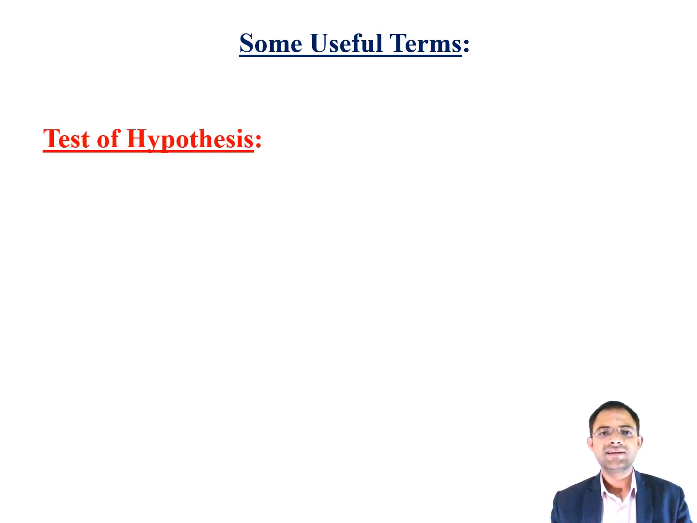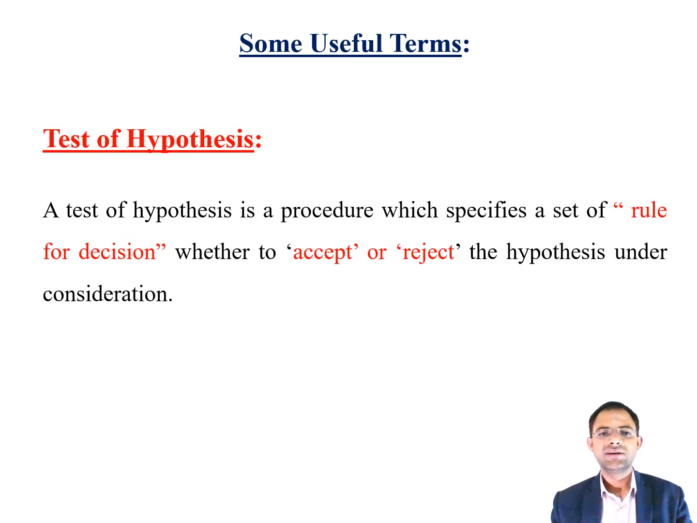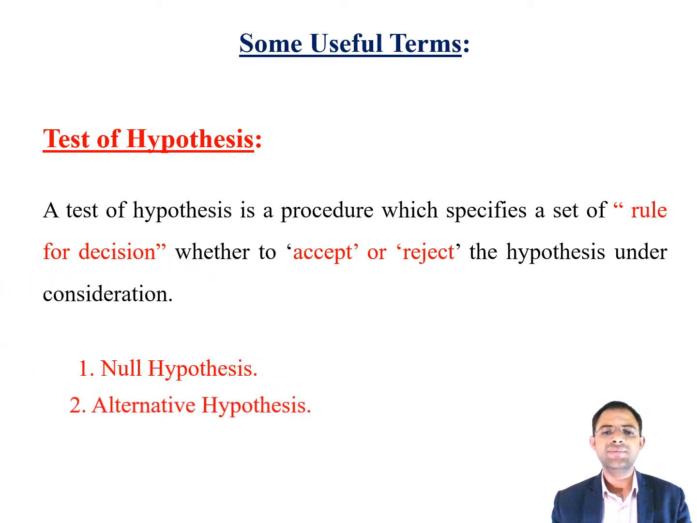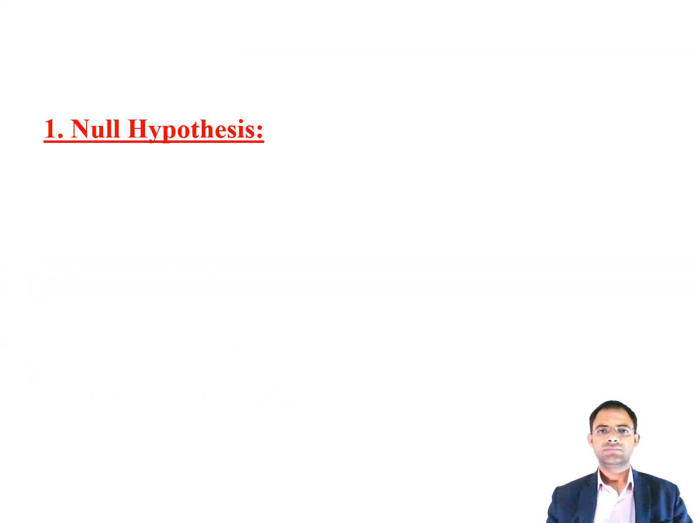Now, some useful terms related to the chi-square test. The first one is the test of hypothesis. A test of hypothesis is a procedure which specifies a set of rules for deciding whether to accept or reject the hypothesis under consideration. In the case of the chi-square test, we generally test two hypotheses. The first one is the null hypothesis and the second one is the alternative hypothesis.